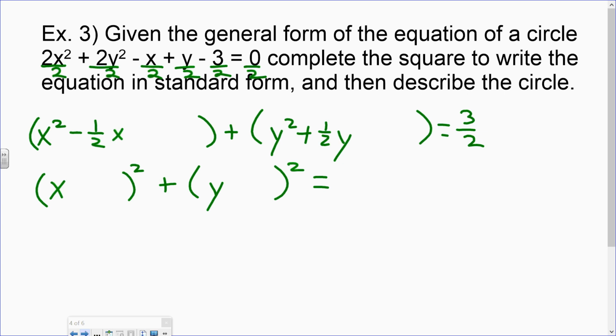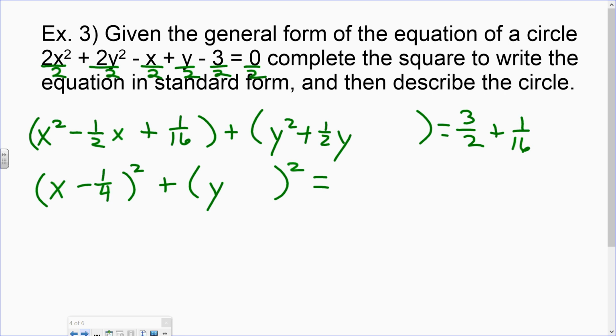Benjamin, what needs to go here in my short x parentheses? So if we take half of minus a half, we get minus a fourth. Evan, if we square that and fill in this long x parentheses, what do I need to put here? Plus, well, it's a plus, where I'm going to add it. 1/16. Everybody good with that? If I added a 16th over there, I need to add a 16th over on the right.